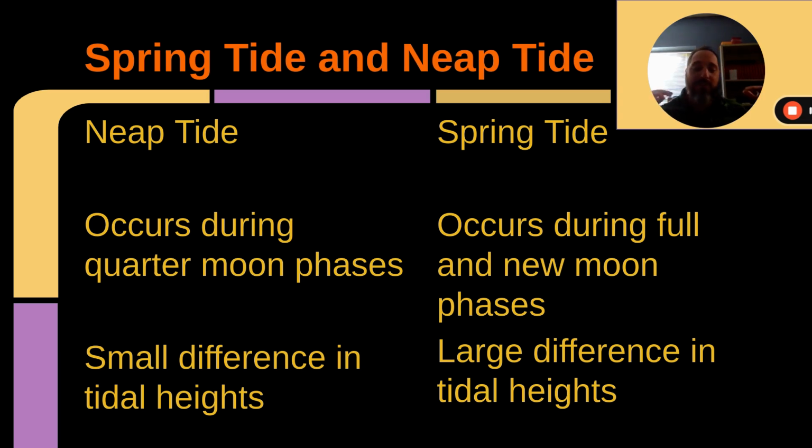So you're going to have small differences in our tidal heights during those times. There's going to be little highs and little lows. It's not going to change a whole lot. Whereas spring tides, this is when we're going to have full and new moons. If you think about the alignment of the earth, moon, and the sun, they're all going to be on the line together. And they're all going to be pulling. So you're going to have huge differences in your tides. You're going to have big high tides and low tides.